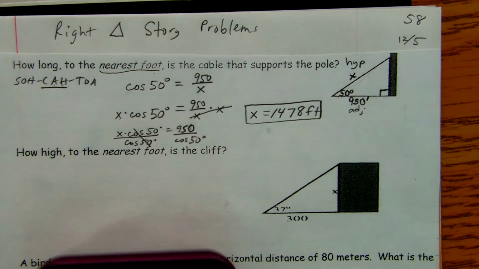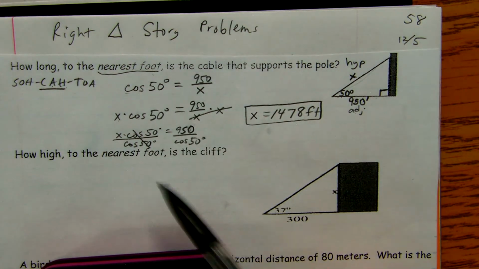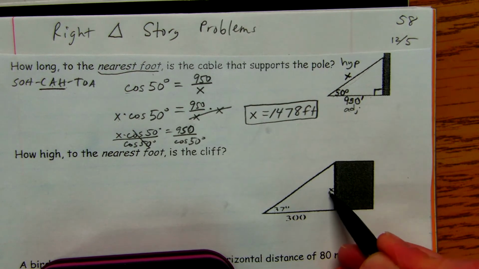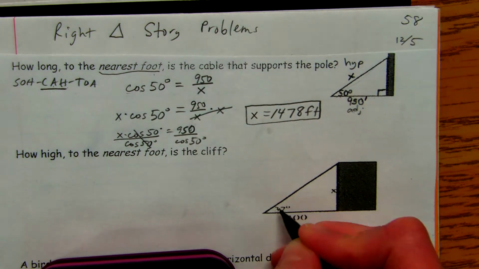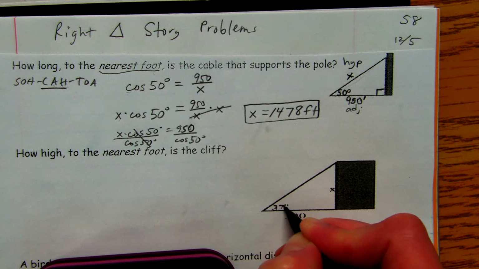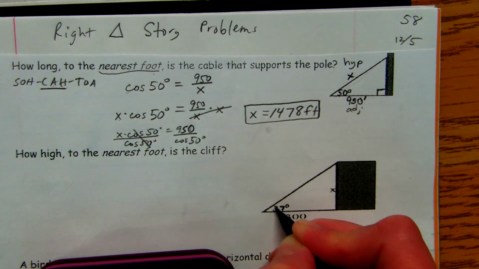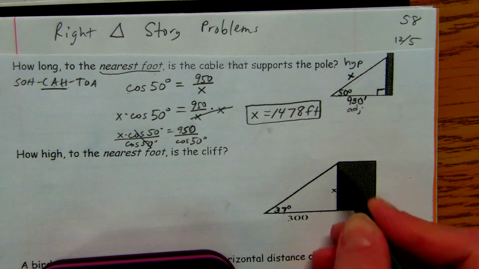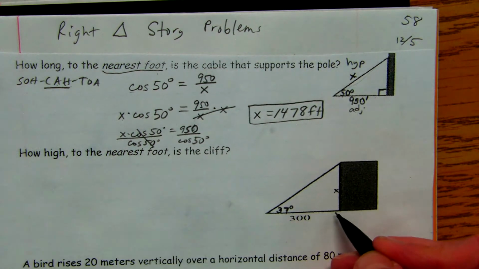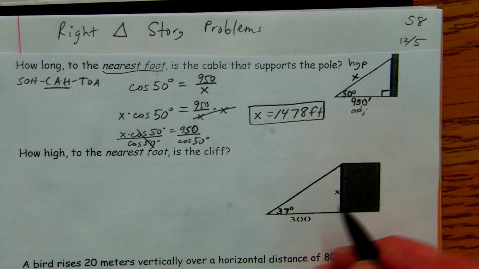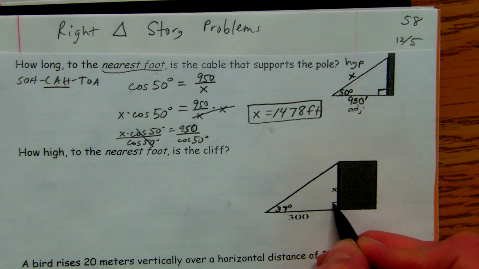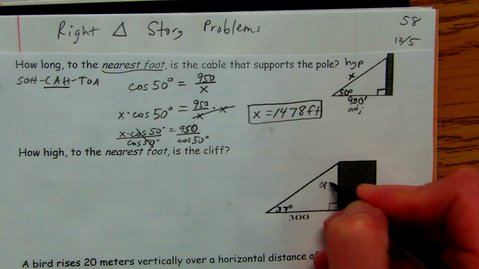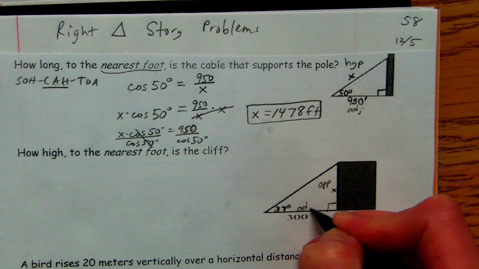All right, on number 2, it says how high to the nearest foot is the cliff. So they went ahead and put x on there, which is nice. They don't always do that. This is supposed to say 37 degrees. It's not very clear. That's x, and then the 300 we can see. So this is how high the cliff would be. What sides are we working with respect to the 37 degrees? Which one is opposite? x. So x is the opposite side. 300 would be the adjacent side.